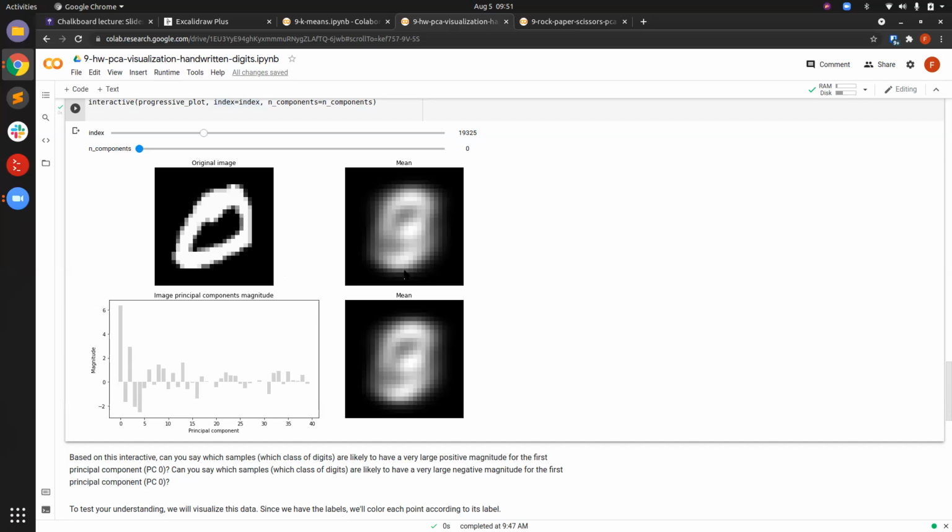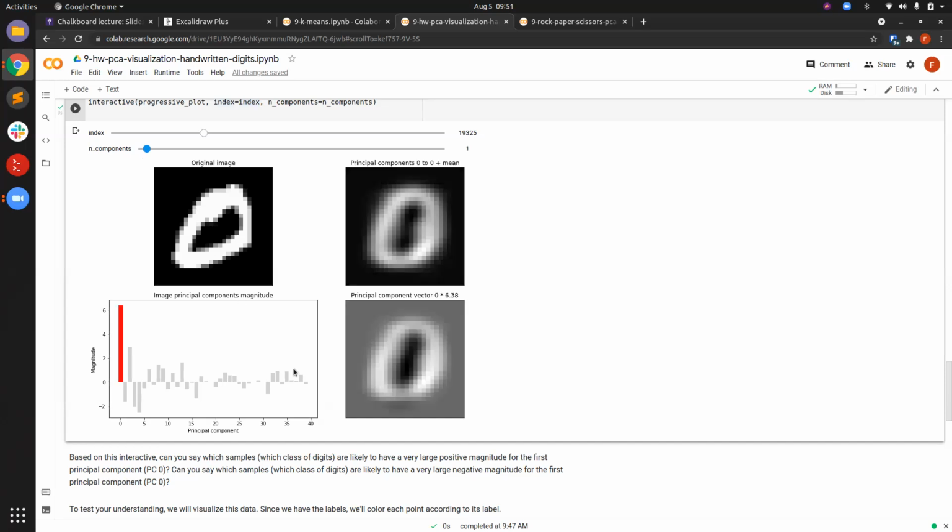Okay, so first off, we have just the mean of the image, and I'm representing 0 principal components, so just the mean. Now I'm going to add the first principal component. So let's set n components to 1. Okay. So this is the first principal component times the magnitude, right? So for this particular sample, the magnitude of the first principal component is large. Now, looking at this principal component, it's very easy to see why.